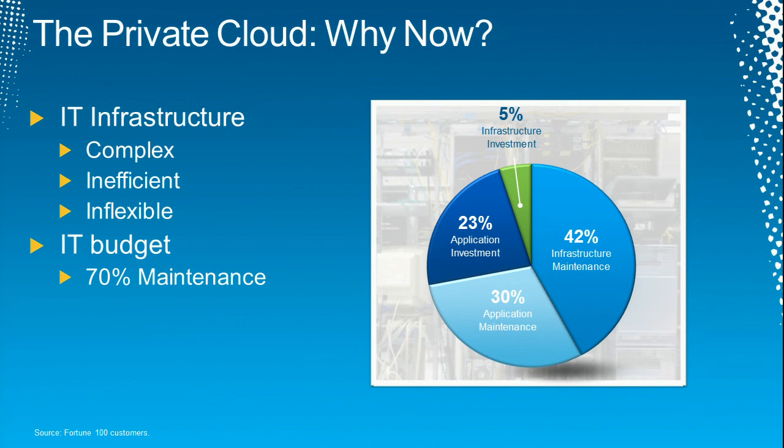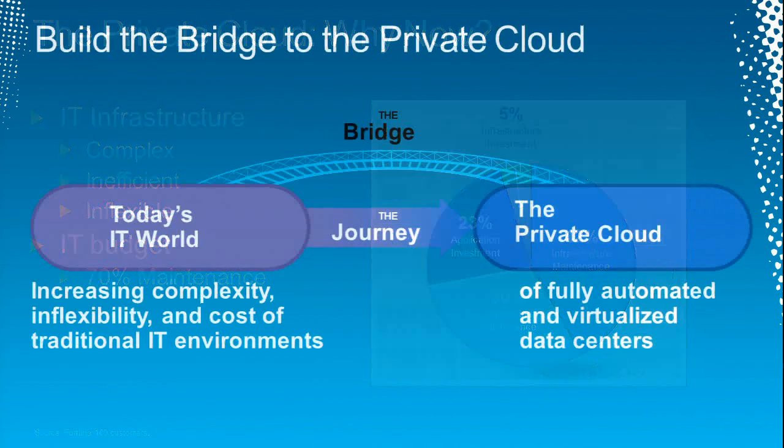23% is going back into the applications, which is leaving probably around 5% for infrastructure investment. Based on this, the environment's going to blow at some point, right? There's not a way to maintain and support the demands that are being put on the environment. So how do you get to that private cloud, right?